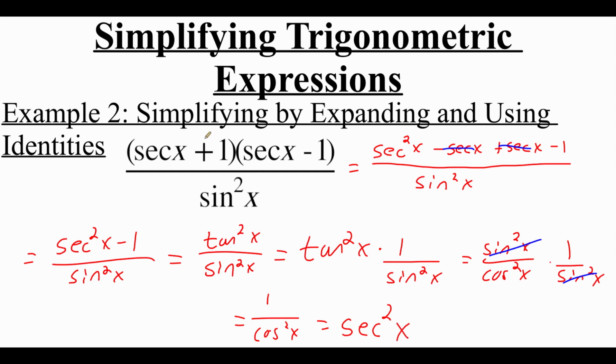So we started out with this kind of messy looking fraction, but after we did a little foiling, we were able to use some of our identities to swap some things out, do a little canceling, and then this simplified down to just the secant squared of x.